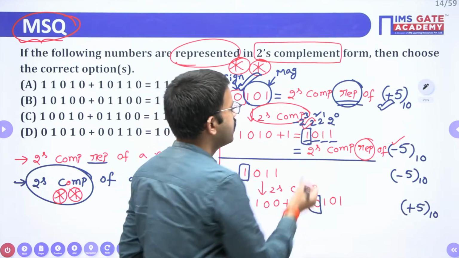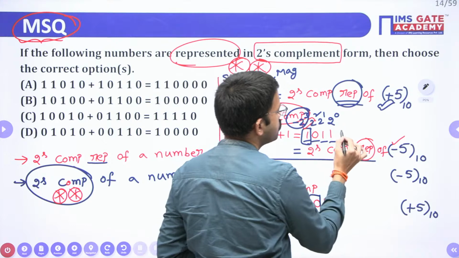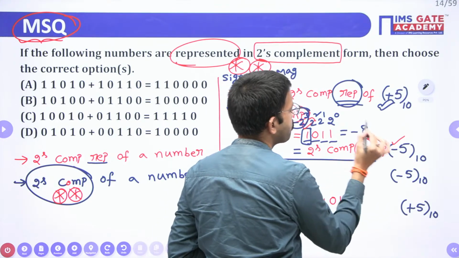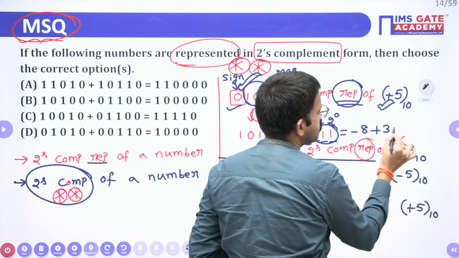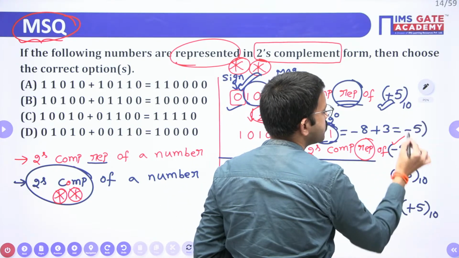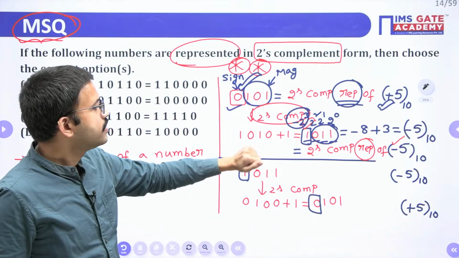But whenever the sign bit is 1, the corresponding positional weight should be negative. Simple. Okay. Now, since you are having 1 here, the corresponding positional weight is minus 2 cube, that is nothing but minus 8, plus 0, 1, 1 is nothing but what? 3. So which is nothing but what? Minus 5. All of you please respond. Is it clear or not?